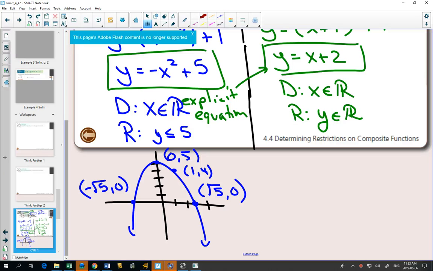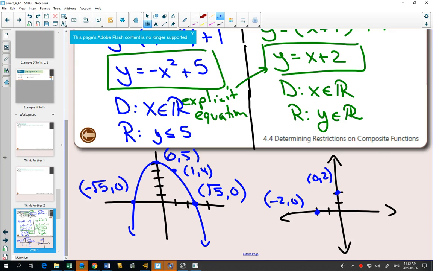Same thing for the second graph. X plus 2 would be really easy to graph. We're going to have a y-intercept at 2, an x-intercept at negative 2. It's a straight line with a slope of 1. And we have our graph. Okay, questions for practice. Just number 4.